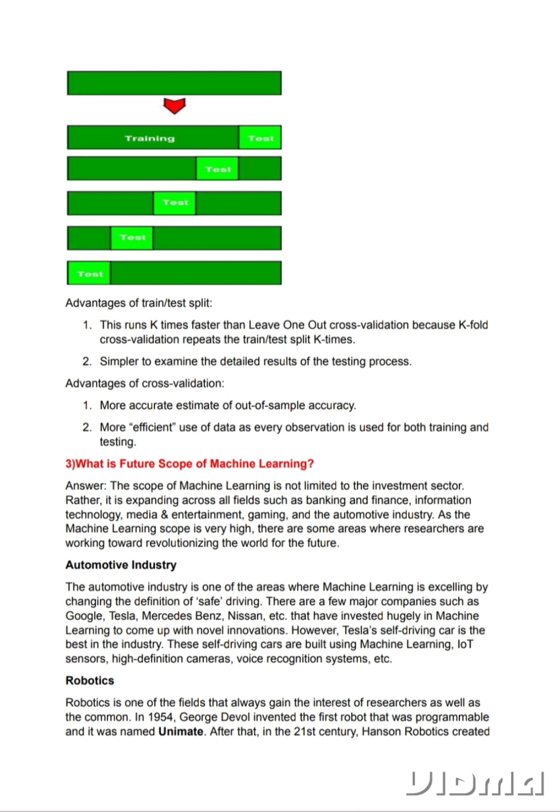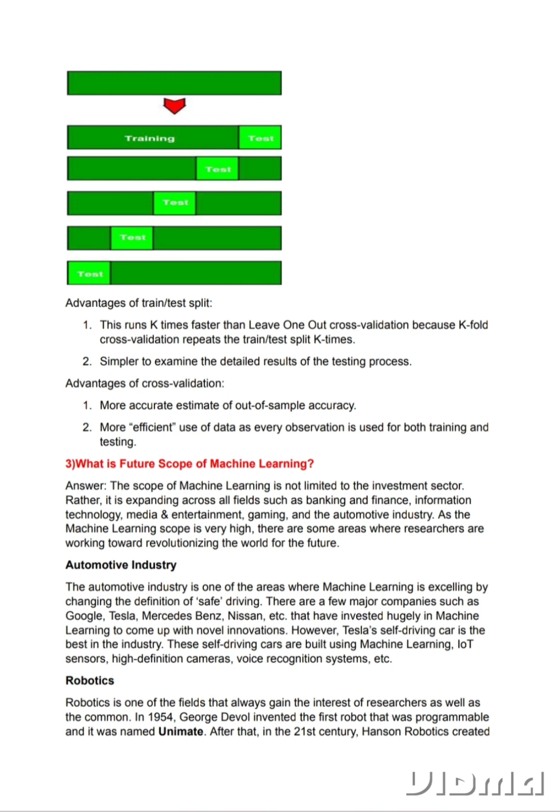Automotive industry. The automotive industry is one of the areas where machine learning is excelling by changing the definition of safe driving. There are a few major companies such as Google, Tesla, Mercedes-Benz, Nissan, etc., that have invested hugely in machine learning to come up with novel innovations. However, Tesla's self-driving car is the best in the industry. These self-driving cars are built using machine learning, IoT sensors, high-definition cameras, voice recognition systems, etc.